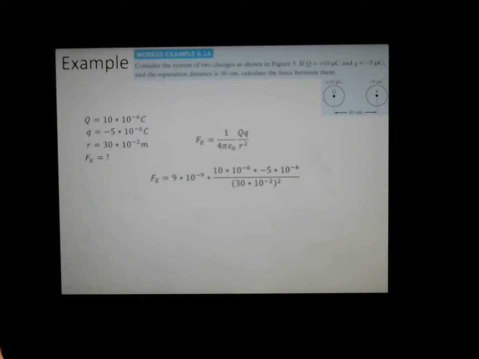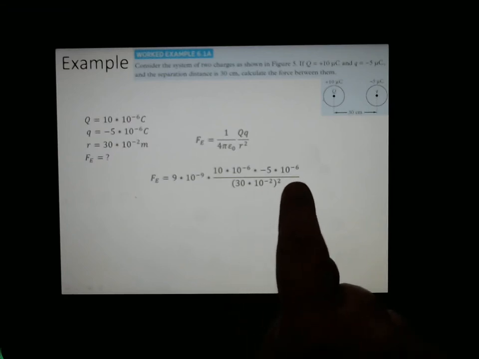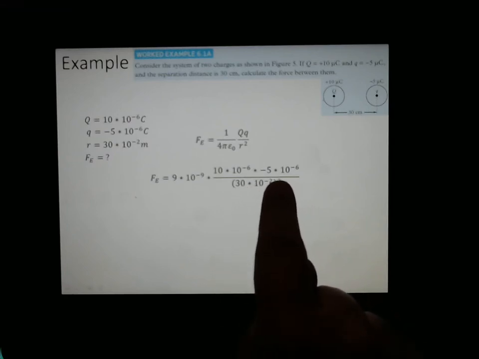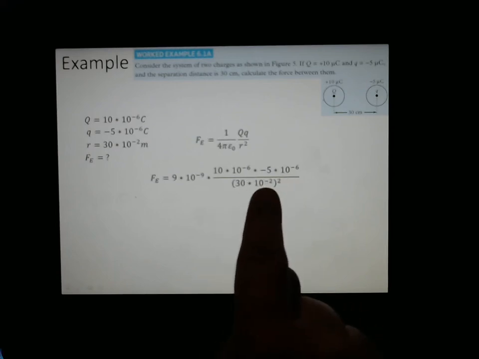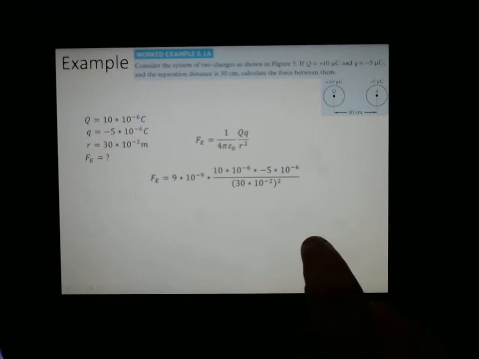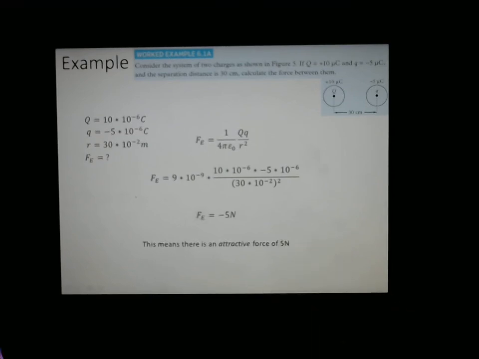And it's important to make sure you do this right, because if you do just 10 to the negative 2 squared and you get just 30 times 10 to the power of negative 4, that's not the right answer. The whole thing is squared, so be careful with your brackets. And we get an answer of negative 5 newtons. Nice and easy. And the way we interpret it then is that this means there is an attractive force of 5 newtons between these two things. Okay, so negative means attraction, positive means repulsion.